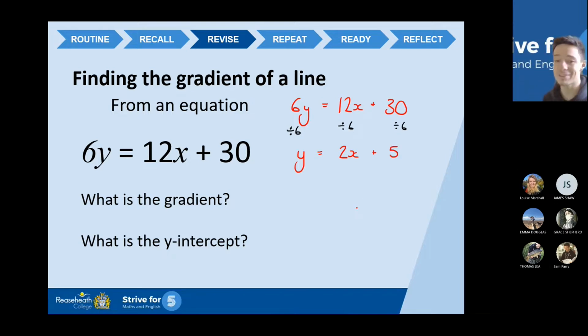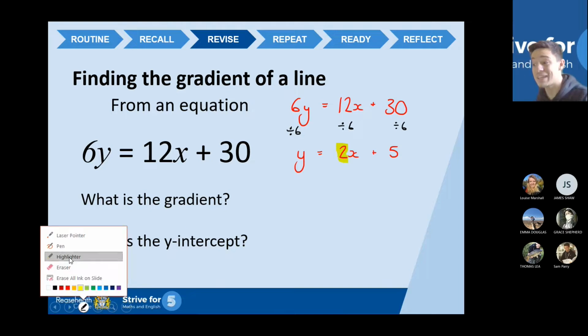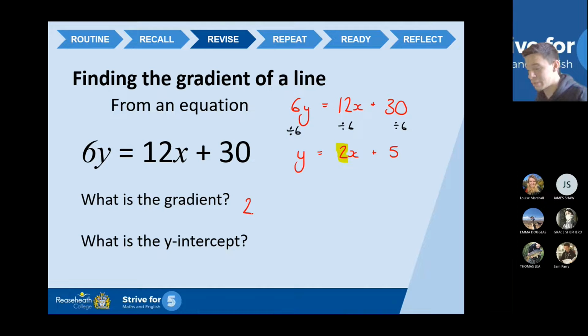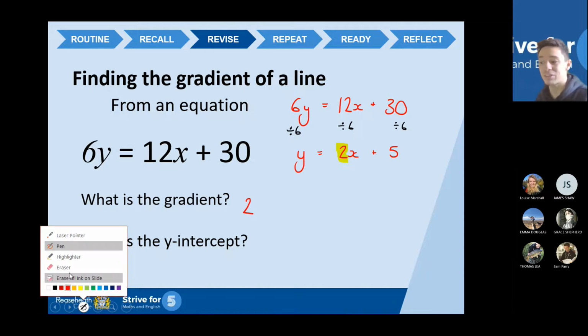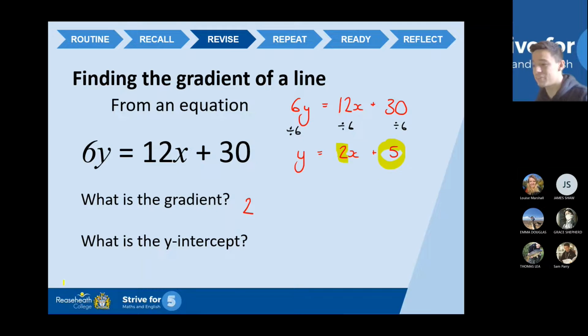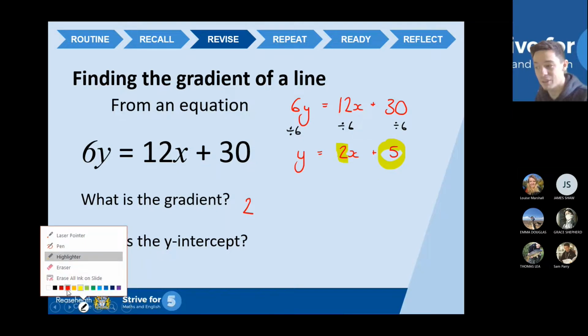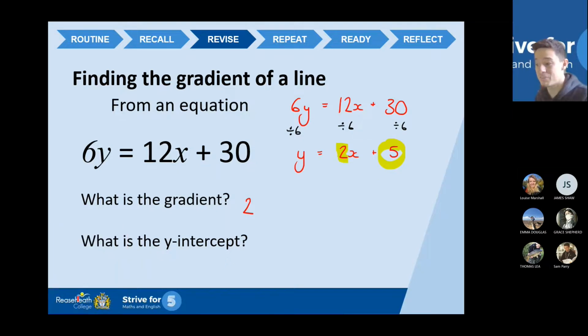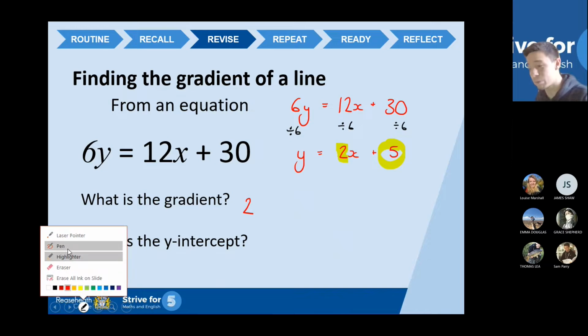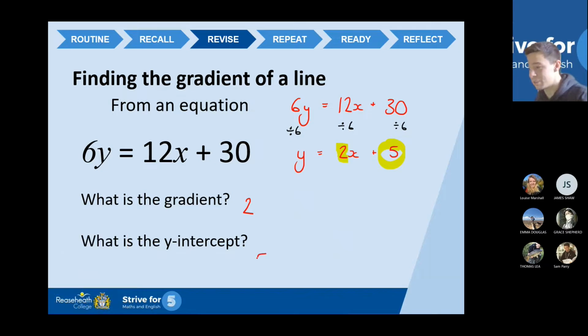And now I know that, I can then use that to help me work out the gradient and then the y-intercept. So the gradient is always the number before the x. So in this case, it is 2. The y-intercept is the final number at the end of the equation, and this one is 5. Now, if it was a minus 5, the y-intercept would be minus 5, but as you can see, it's plus 5, so it's just simply 5.